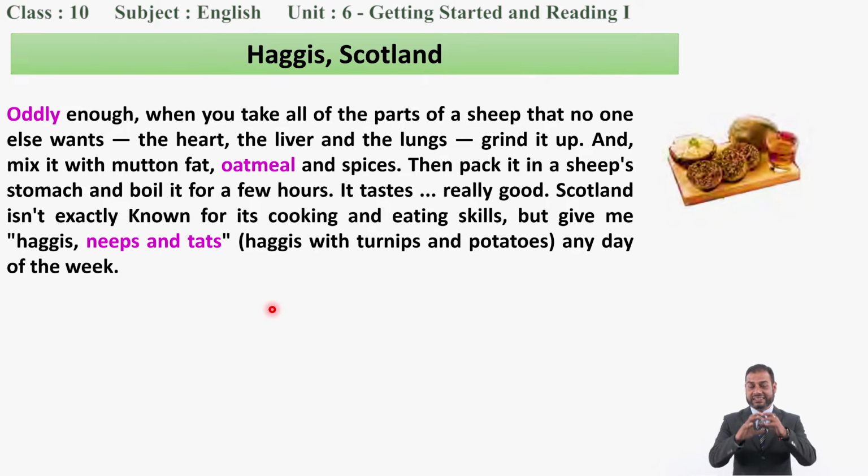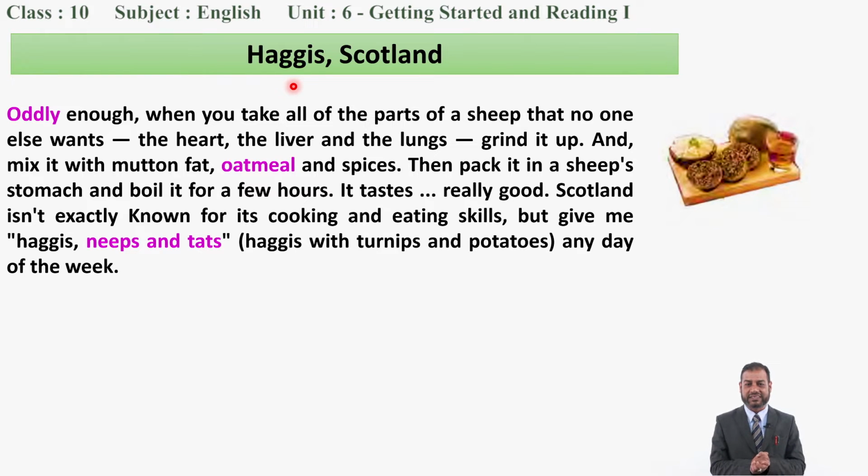Dear students, see the ingredients of haggis you can find. See the heart, the liver and the lungs, and also grind it up, okay, mix it with mutton fat, and we need oatmeal. Oatmeal, it is a kind of cereal, so I will give you meaning later, you just try to guess. And spices, okay, I think this is very familiar term to you. Then pack it in a sheep's stomach. Again, it's way of cooking, packing in a sheep's stomach and boil it for a few hours. See, interesting. The recipe is also very interesting, and the ingredients, the things that are necessary to cook haggis, also very interesting.